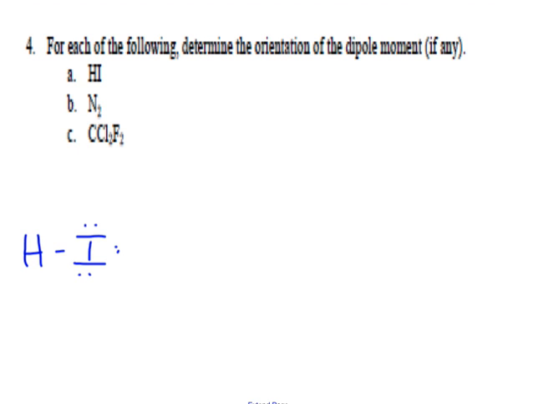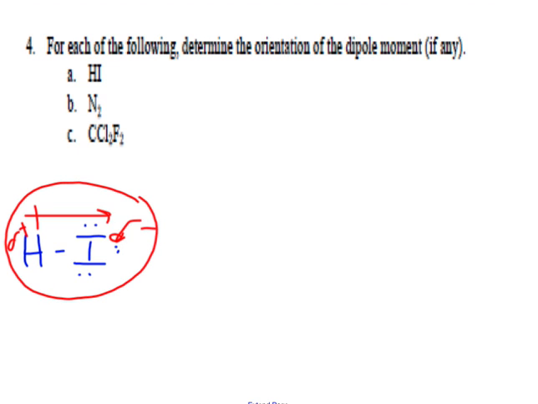So looking at this, which is more electronegative? I. So we're going to draw an arrow to I with this little hash mark, making this side partially negative and this side partially positive. That bond is polar. What can you tell me about this molecule? Polar. There is a dipole moment here because there's only two things attached. So unless they're exactly the same, there's going to be a polarity. Got it?